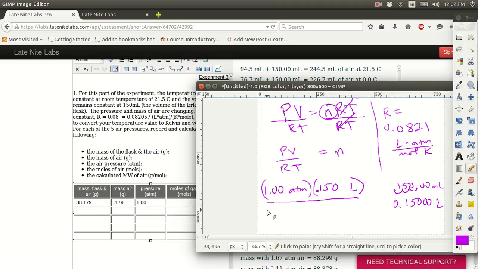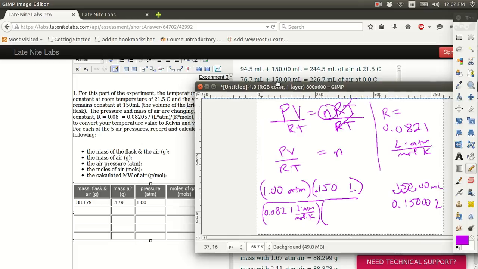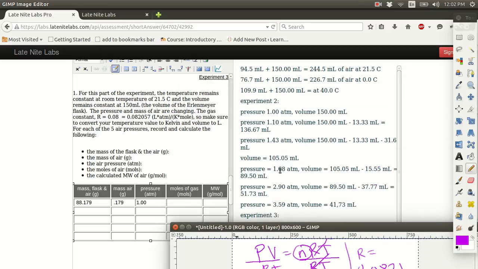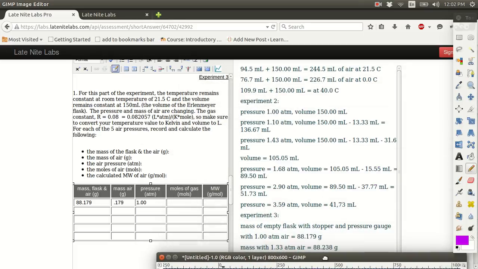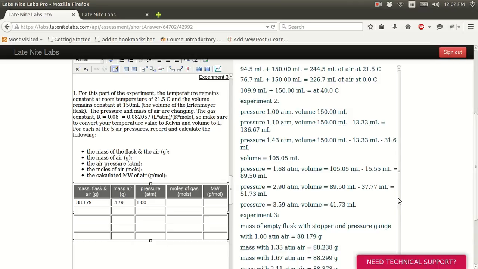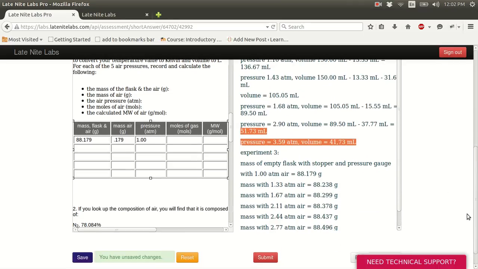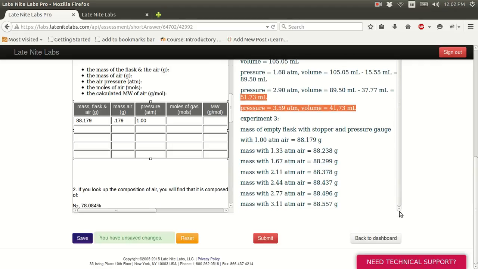Now the R is 0.0821 liters atmospheres per mole Kelvin. And the T, now the T is something that we didn't change. Did we change the temperature in experiment number 3? No, I could see we didn't change the temperature. It was strictly a matter of pressure and mass.